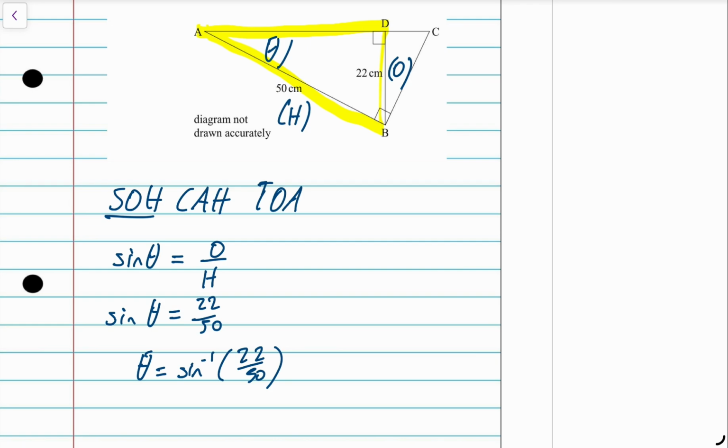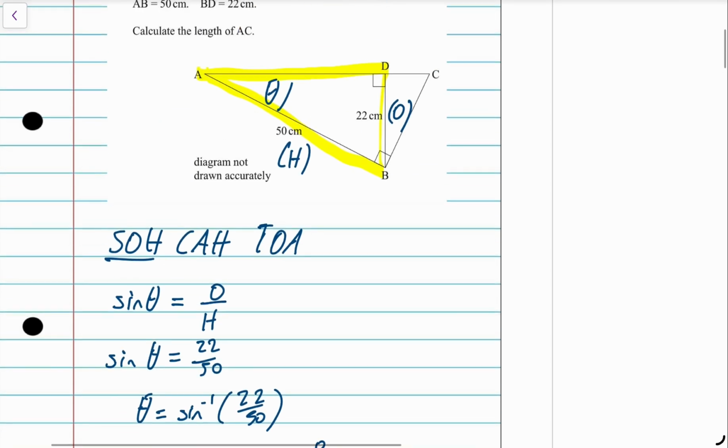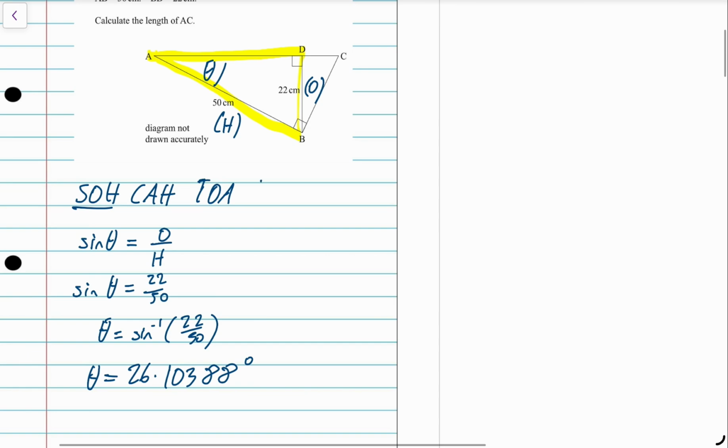And when I did that, I got my theta to be 26.10388. So there's the 5 decimal places. Now if we go back up and we look at this other triangle, the whole triangle, I should say, what we need to find is the length AC.